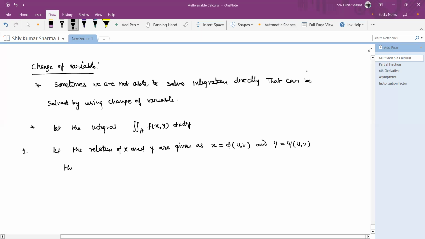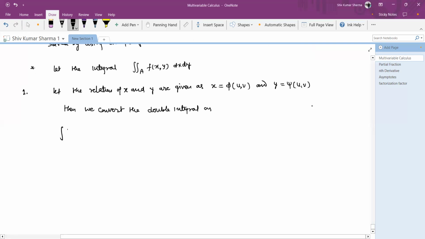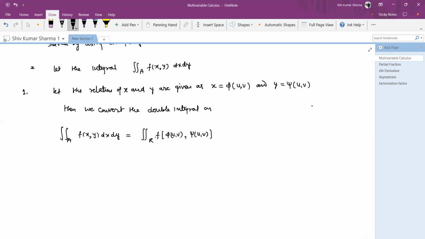Then we convert the double integral. We write the double integral over the region A of f of x y dx dy is equal to the double integral over the region, which we denote as R, of f of x as a function of u, v, and y as a function of u, v, and dx dy we convert as the Jacobian times du dv.